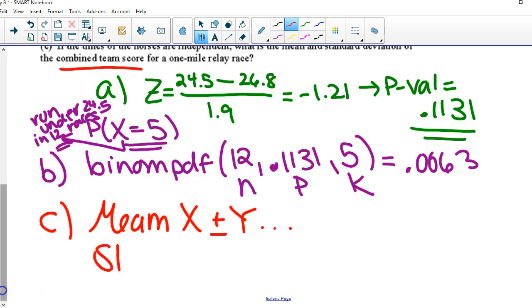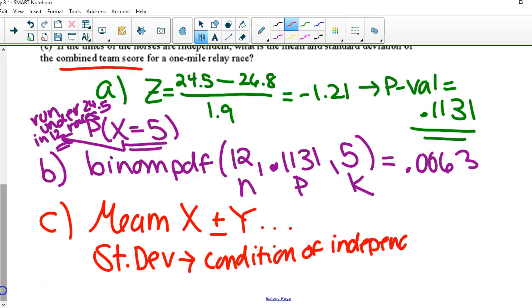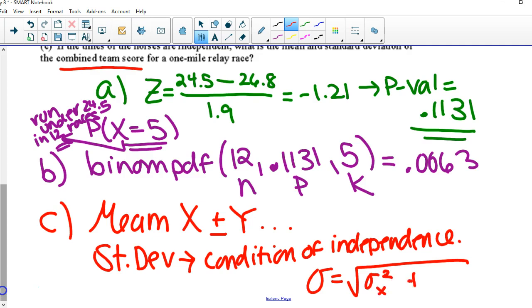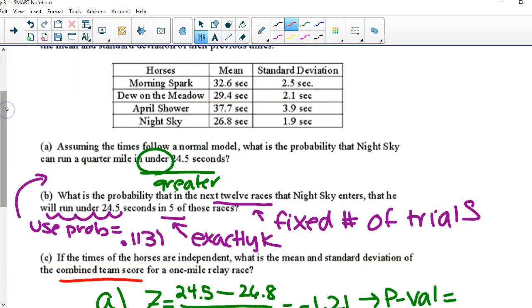With a standard deviation, though, there is a condition of independence. And then no matter what you're doing to combine, whether you're finding differences or whether you're finding sums, the standard deviation is always the same. You take the standard deviation squared of one distribution plus the standard deviation squared of another distribution, plus dot, dot, dot if you're combining more. So for this problem, I'm going to quick take a picture and send it to another page.